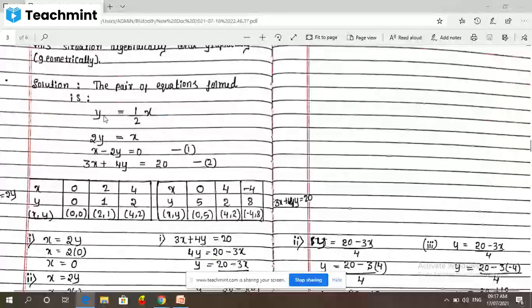According to that condition, y is equal to half of x. Then after arranging the equation, we got 2y is equal to x. Then in the standard form, x minus 2y is equal to 0. Call this equation number 1.